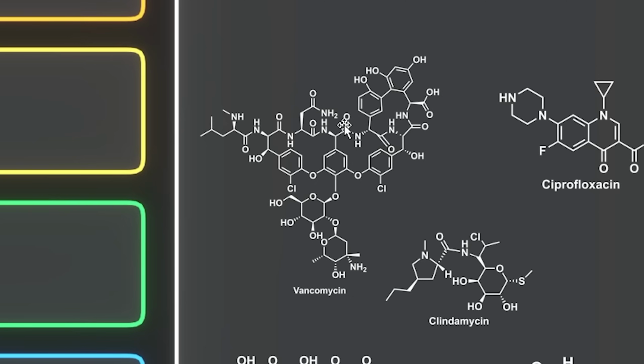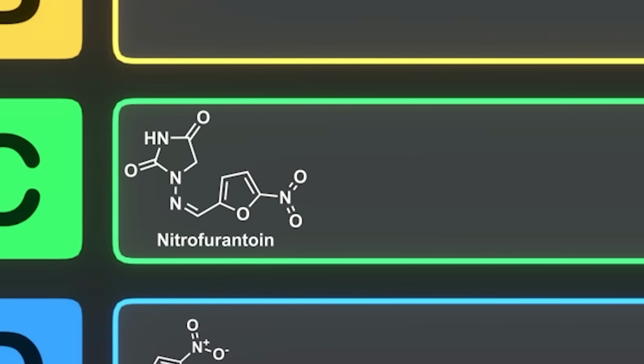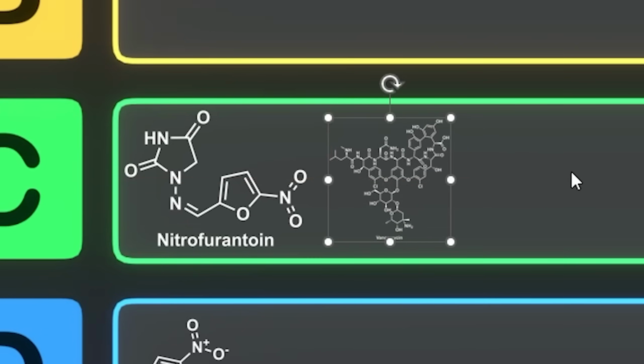So this one has some pretty harsh side effects, although it does have kind of a cool structure. It's a mycin, so why don't we put it into C tier? I mean, the effects are pretty bad too, so I think it's fair that we put vancomycin into C tier.